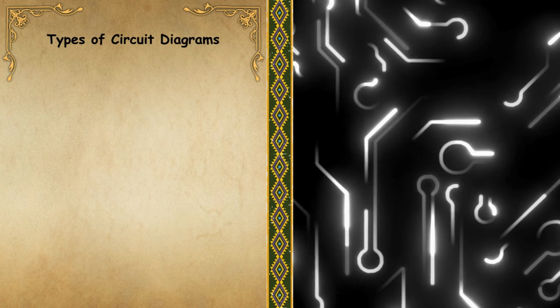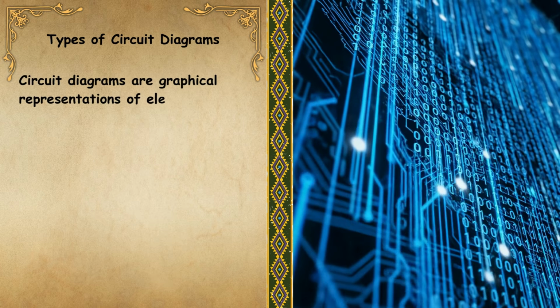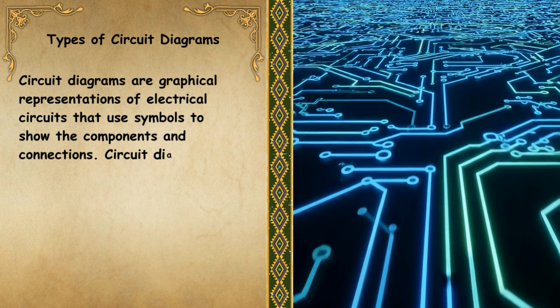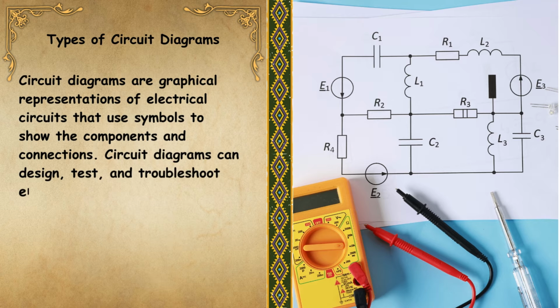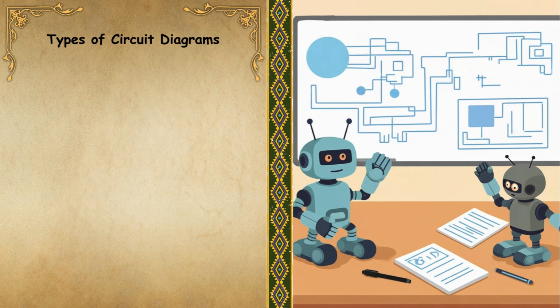Now let's talk about types of circuit diagrams. Circuit diagrams are graphical representations of electrical circuits that use symbols to show the components and connections. Circuit diagrams can design, test, and troubleshoot electrical circuits and communicate a circuit's logic and functionality. The following are the different types of circuit diagrams.